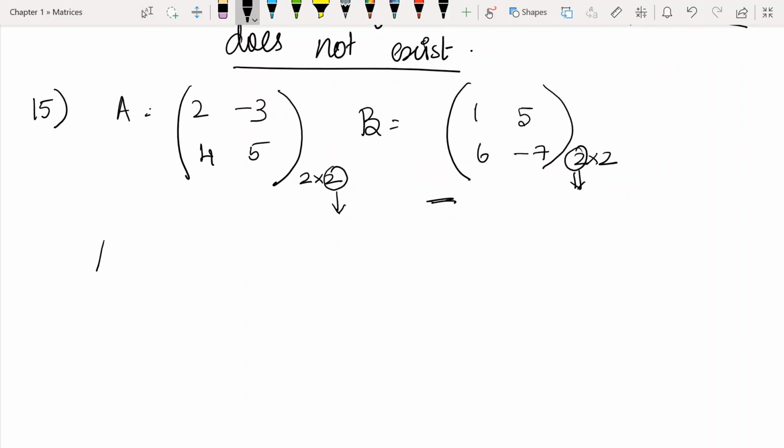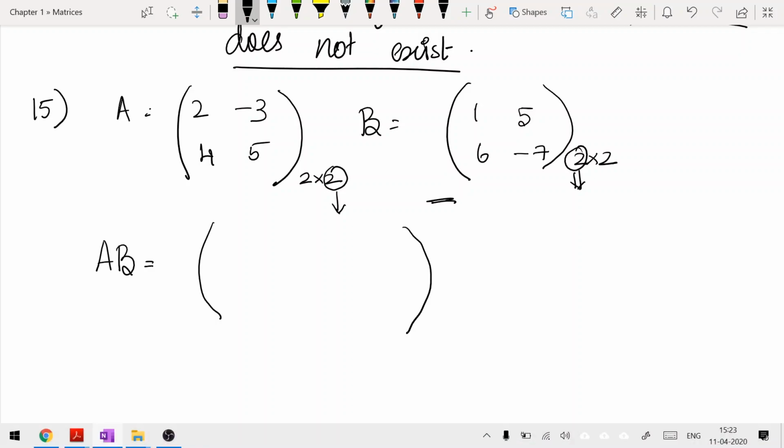Now be very careful. See how we are going to find AB. When you're writing this, make it a big bracket because we are going to do this problem very slowly. We are first doing a 2 by 2 and 2 by 2. I'll show you 3 by 3 also in a later problem. So first we take up the first row. What is the first row? 2 and minus 3. Then we take the first column.